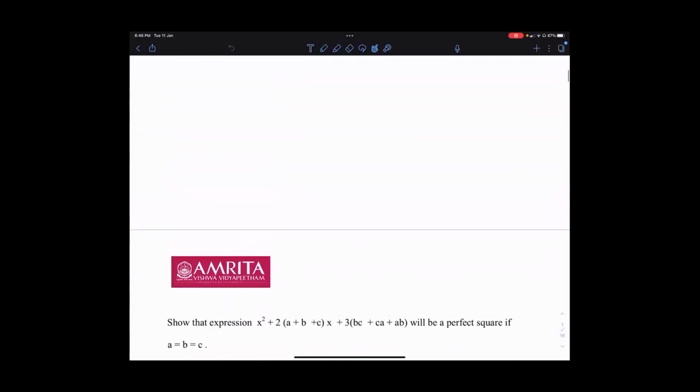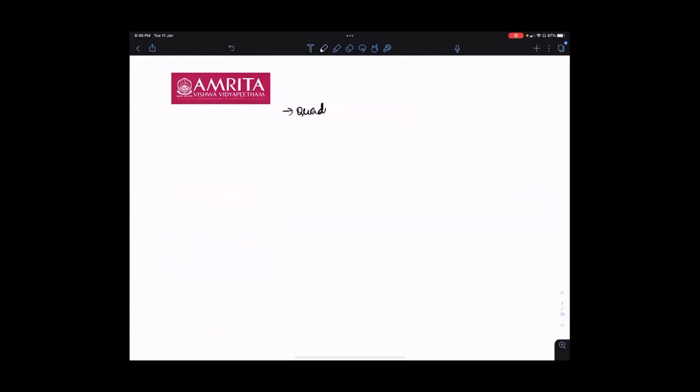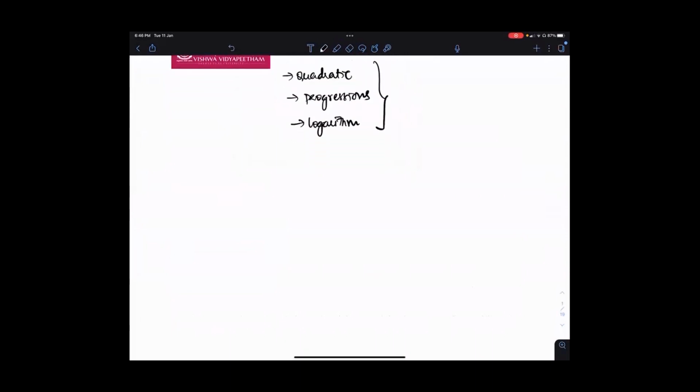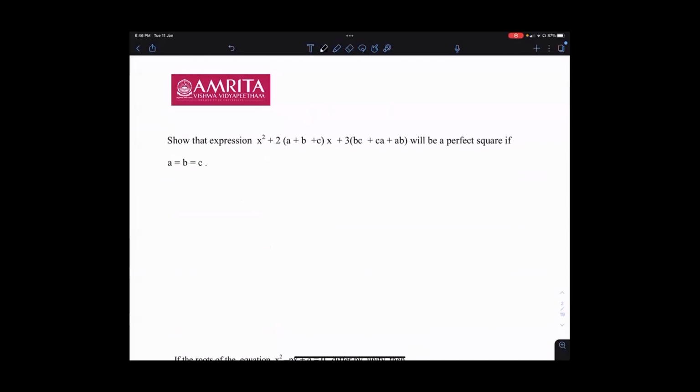So today we'll be discussing three topics. One is quadratic, other is progressions, and third is logarithm. I'll be quickly solving one by one. I've taken some questions for discussion, so I'll be solving them one by one.